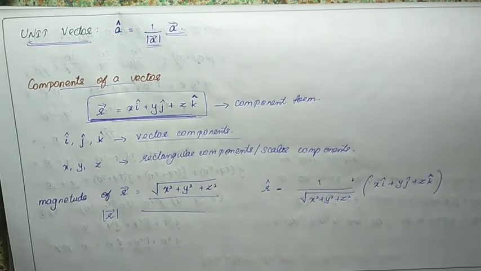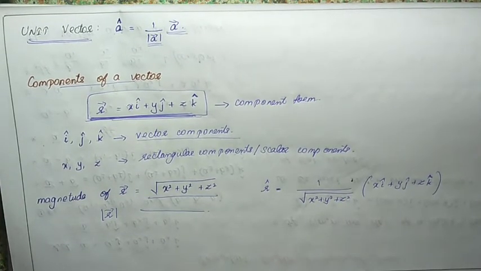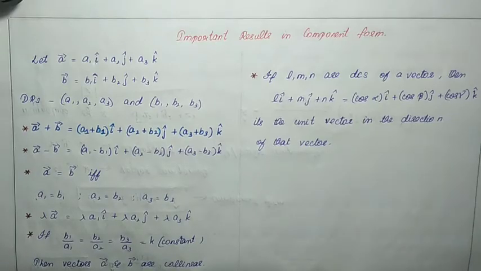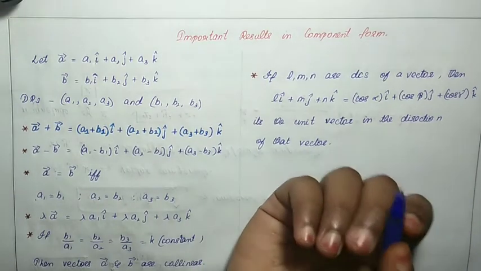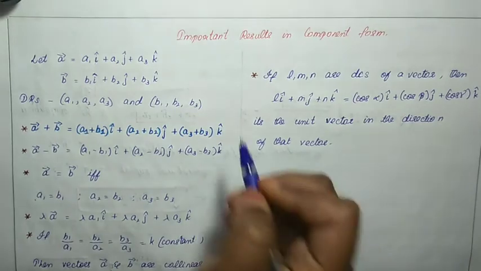This is how I find my unit vector. Now I'm just going to tell you some important results in the component form. As I said, vector addition, right? So now we are going to see the vector addition.